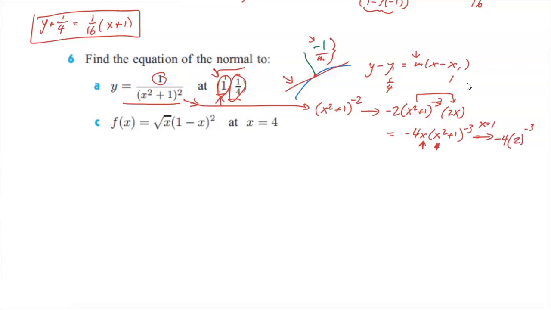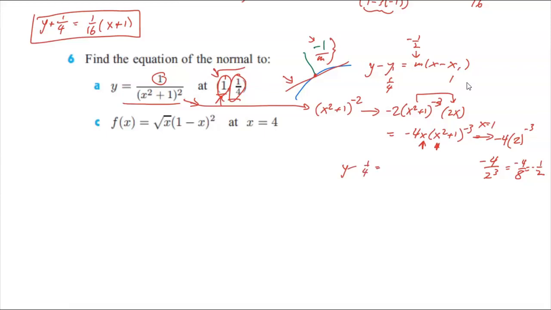So negative 4 times 2 to the negative 3, negative 4 over 2 cubed, which is equal to negative 4 over 8, which is equal to negative 1/2. So I'm just going to go back, and I'm going to put negative 1/2 here, and then I'm done. So it would be y minus 1/4 equals negative 1.